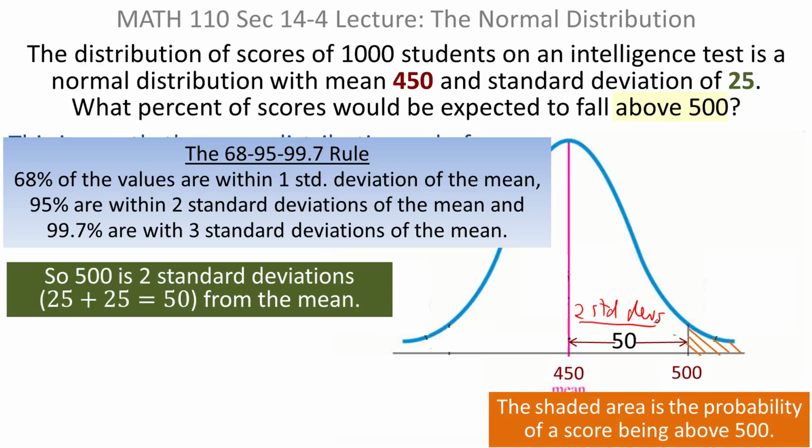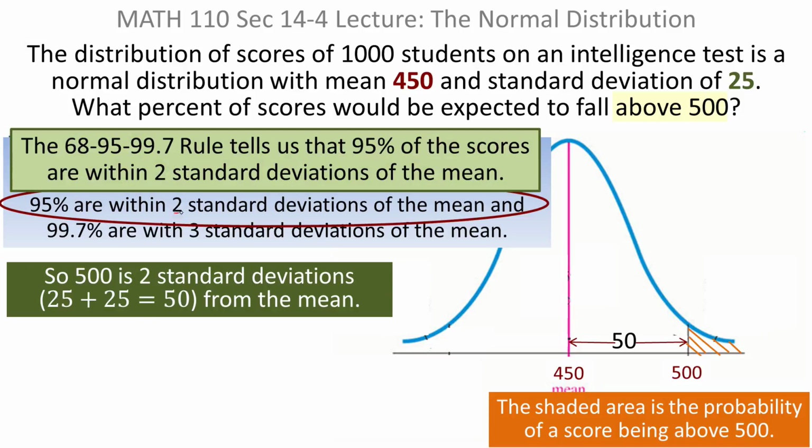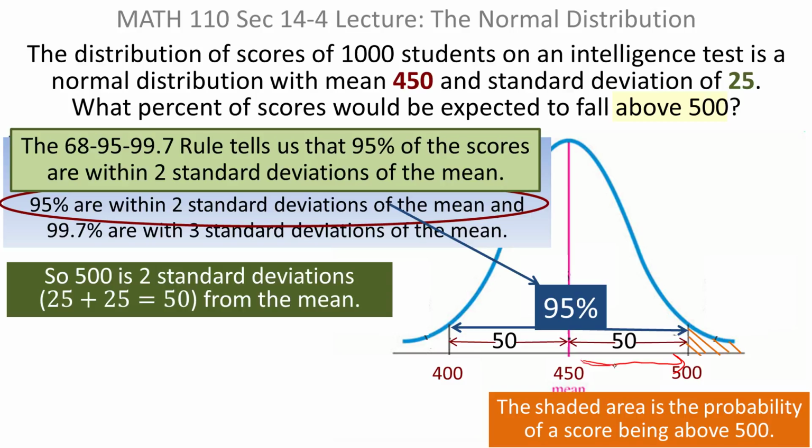That tells us which line of the 68, 95, 99.7 rule to use. In this case, we're looking at the one that talks about being within 2 standard deviations of the mean. What it says is 95% of the values are within 2 standard deviations of the mean. Now, look at that on the graph. 2 standard deviations from the mean doesn't mean just to the right. It means either direction. So if you go 50, which is 2 standard deviations to the right, of course you get to the 500. We know that. But you also have to look to the left as well. If you take 50 from 450, you get 400. So what this rule tells us is that 95% of the values lie between 400 and 500.